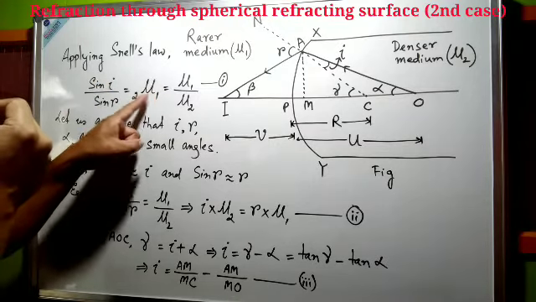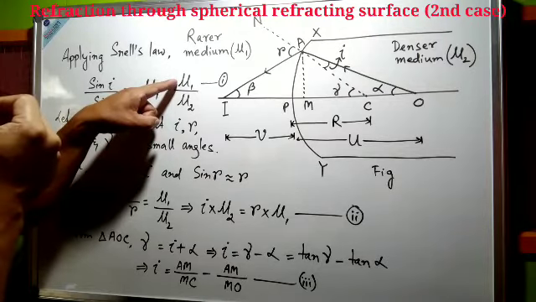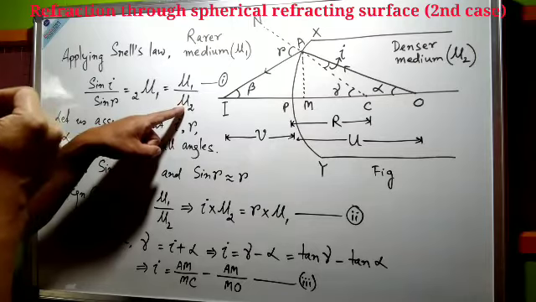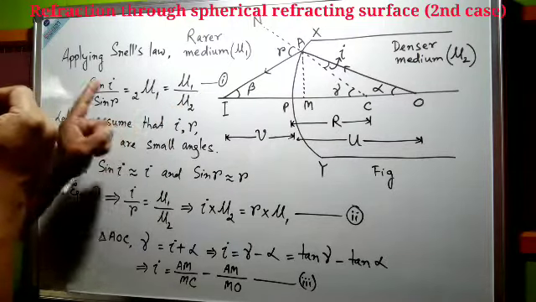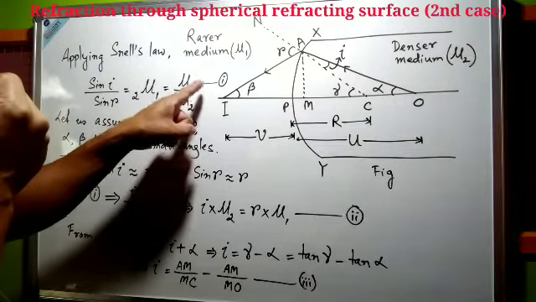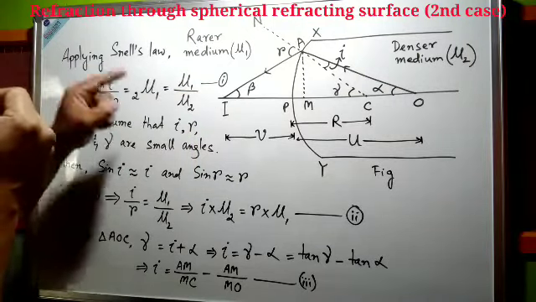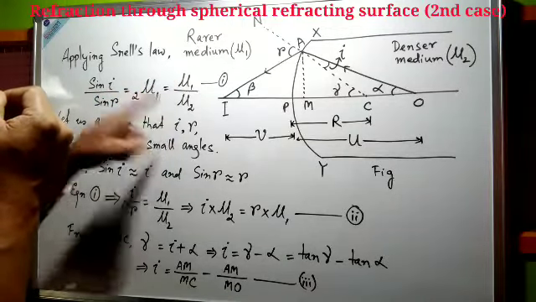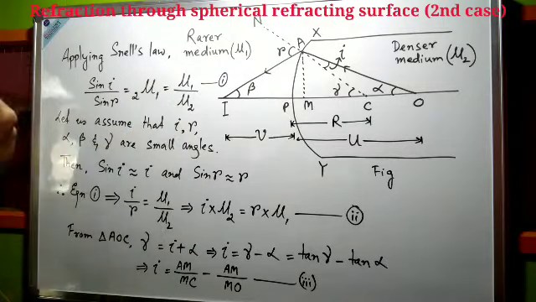And this mu1 2 can also be expressed like this: absolute refractive index of rarer medium 1, that is mu1, divided by absolute refractive index of denser medium 2, that is mu2. So write in equation number 1. In equation number 1, sine I by sine R equal to absolute refractive index of rarer medium mu1 divided by absolute refractive index of denser medium mu2.